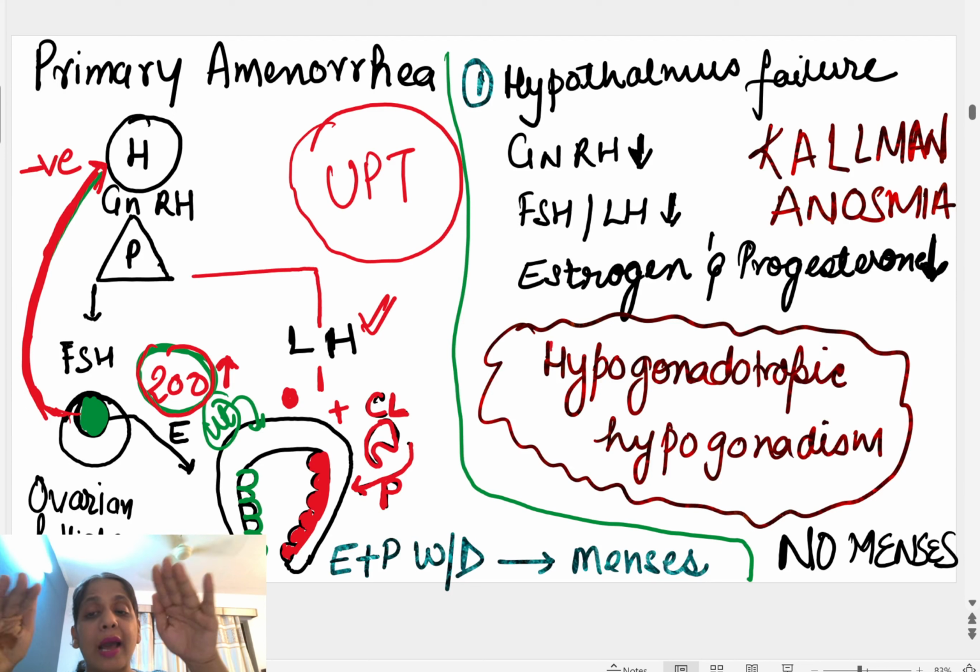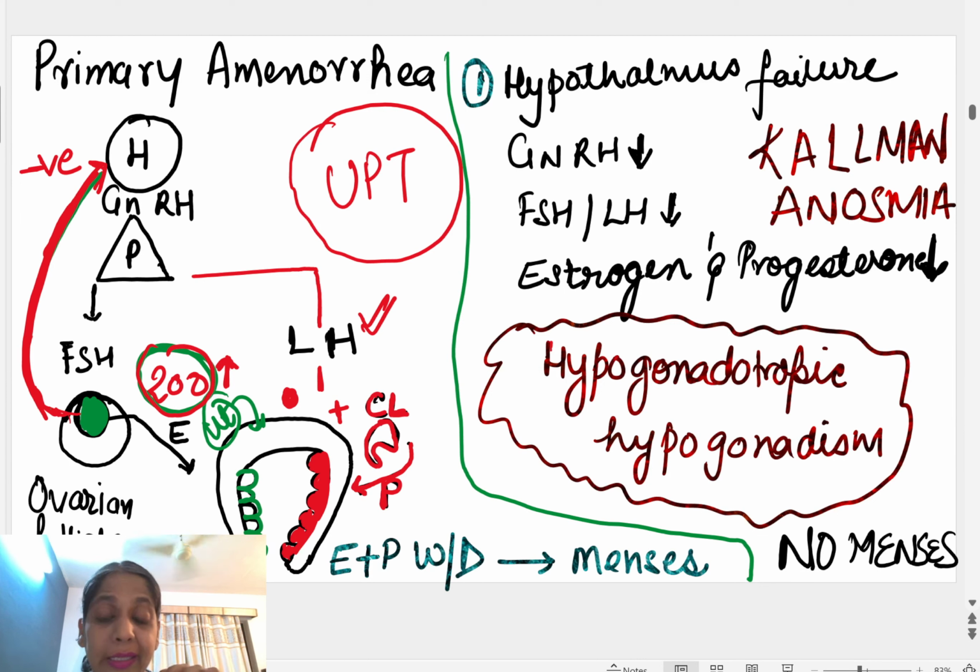Hypogonadotropic hypogonadism. Even the gonads, the ovaries, are not functioning. This condition is known as hypogonadotropic hypogonadism. So if the hypothalamus fails or is not active due to any problem, then what will happen? The gonadotropin releasing hormone will be less, FSH and LH will be less, and estrogen and progesterone will also be low. So this syndrome is known as Kallmann syndrome, and this is accompanied by anosmia.